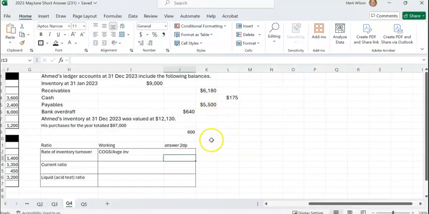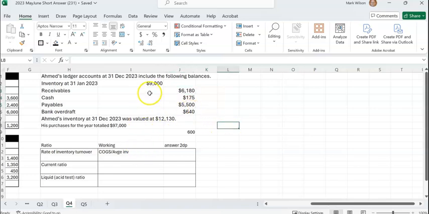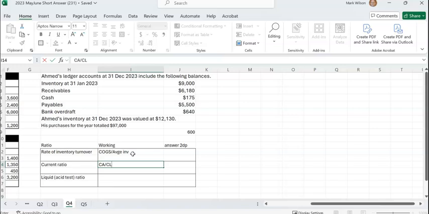Let's make it a little bigger so we can see. All right, got all these in the right spot. Okay, so having a look at the first one, we've got to calculate. We'll just do the other one. We've got current assets divided by current liabilities. And liquid ratio is your current assets, but minus your inventory, divided by your current liabilities.